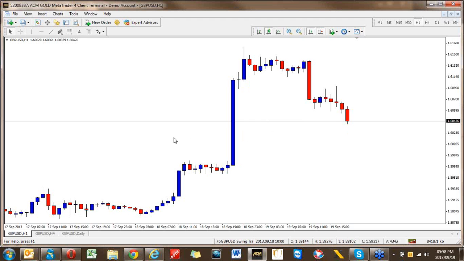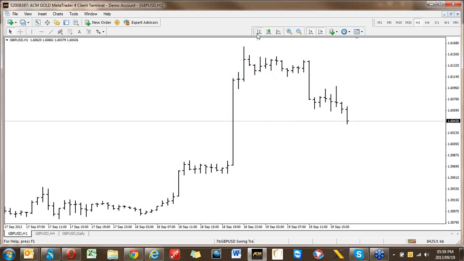I'm looking at a Japanese candle right now. Let's go to the top, and you'll see if I click over there, I have a bar chart. Okay, not a very attractive chart to follow. I'm sure you'll agree with me. Quite simply, there we've got the bar going up.